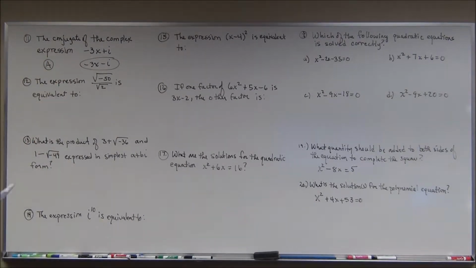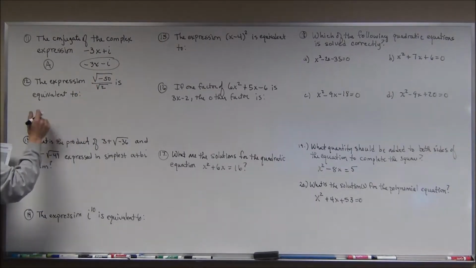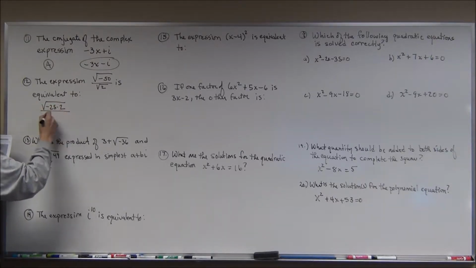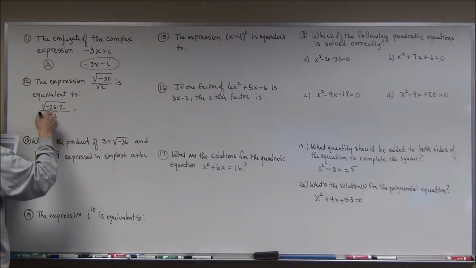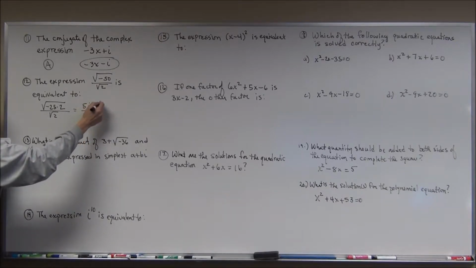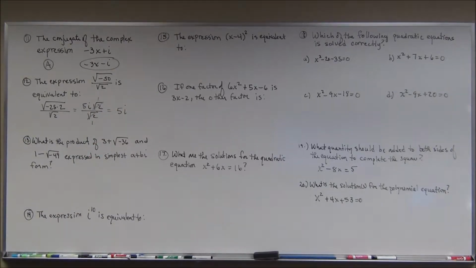All right, the expression the square root of negative 50 over the square root of 2, which is imaginary because the square root of a negative, is equivalent to, now you don't want a radical in the denominator, but here's the good news. The square root of negative 50 can be thought of as negative 25 times 2, all over the square root of 2. The square root of negative 25 is 5i, the square root of 25 is 5, times the square root of 2. The 2 stays under the radical, all over the square root of 2, which conveniently allows that to cancel out, and I just get 5i. That matches up with answer C.